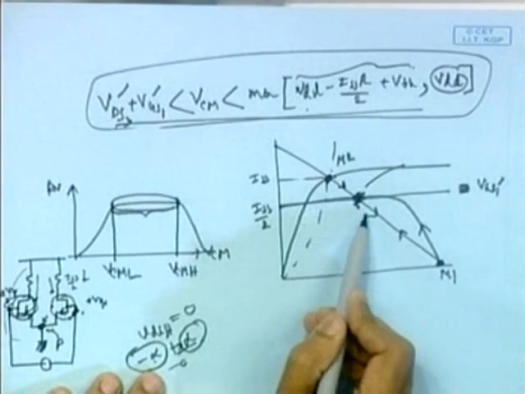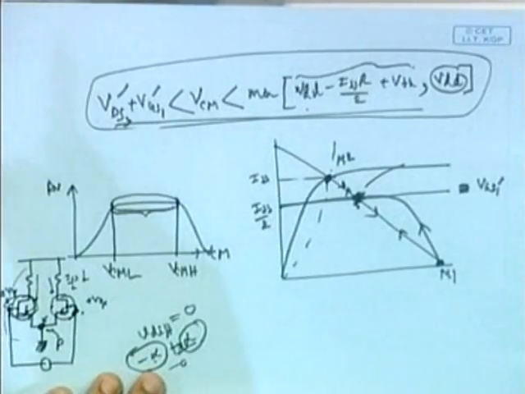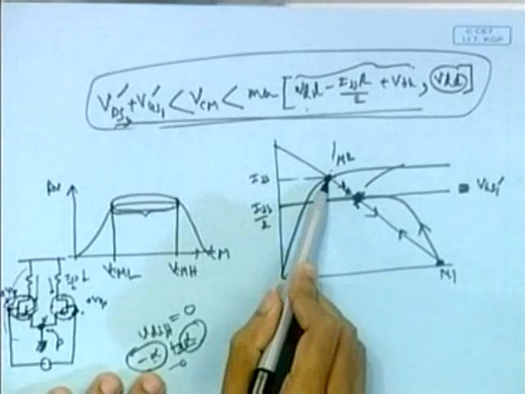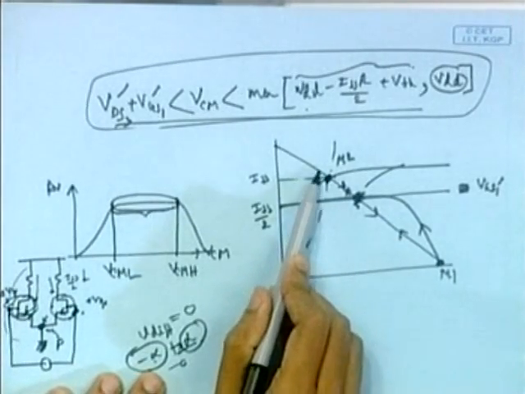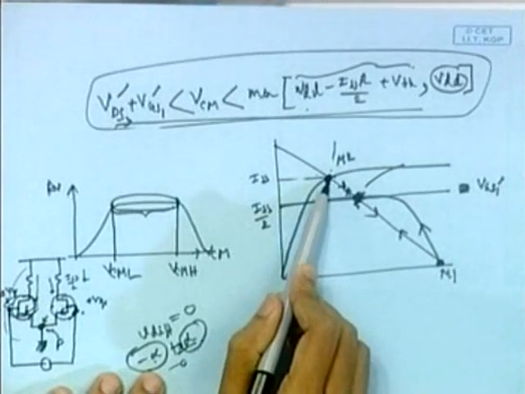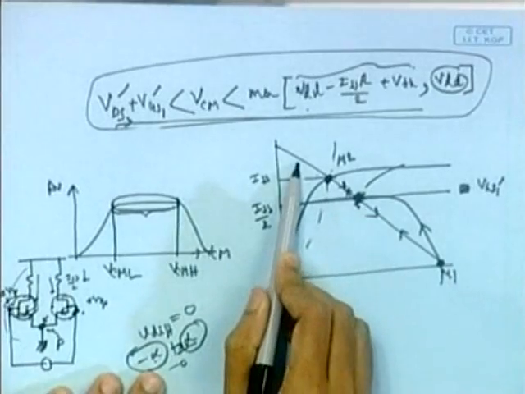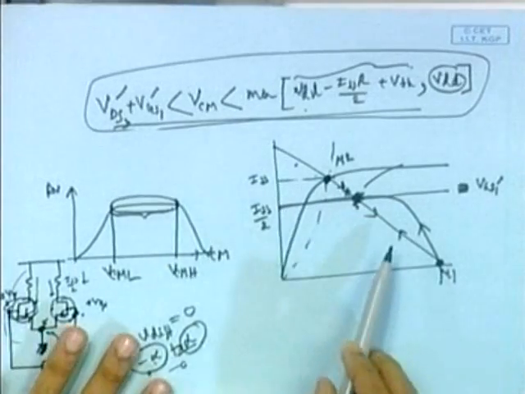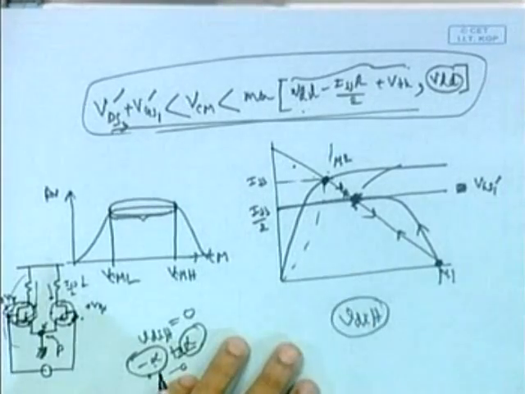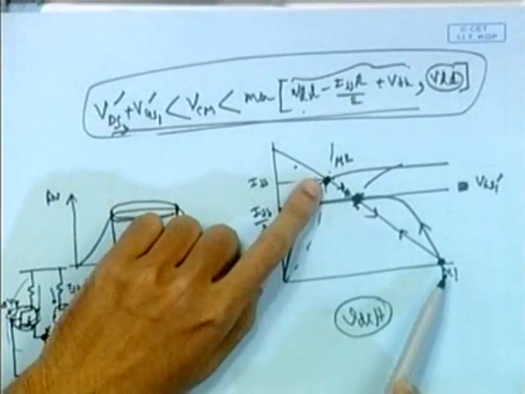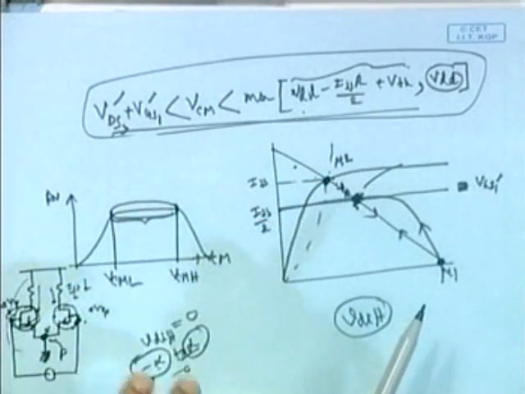M2 will be moving along this direction, M1 will be moving along this direction. After some value of differential voltage, M1 will be hitting here. This is the triode zone, or actually the triode-saturation boundary, and M2 will be hitting here, and after this M2 will become off and M1 will enter the triode zone. So there is a range of input differential voltage that we can apply that will keep M1 and M2 in saturation.